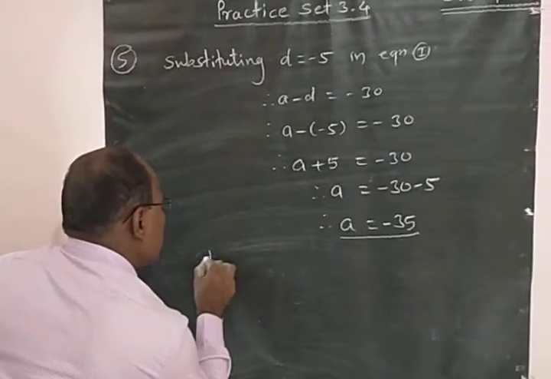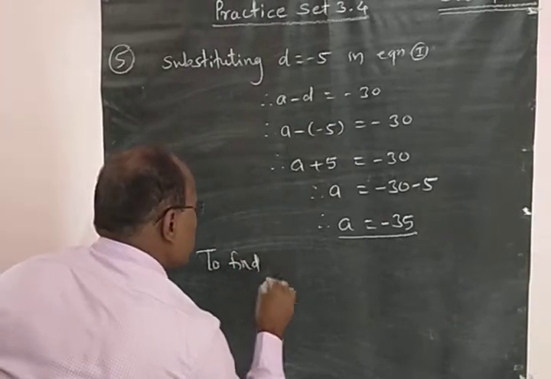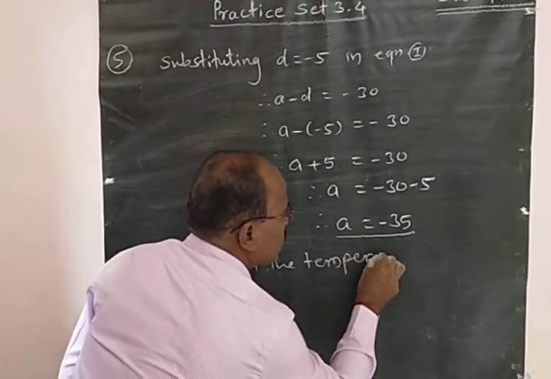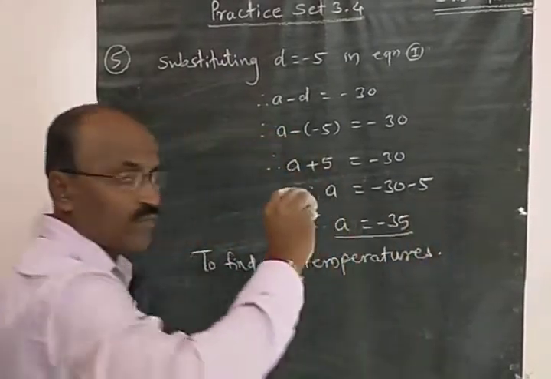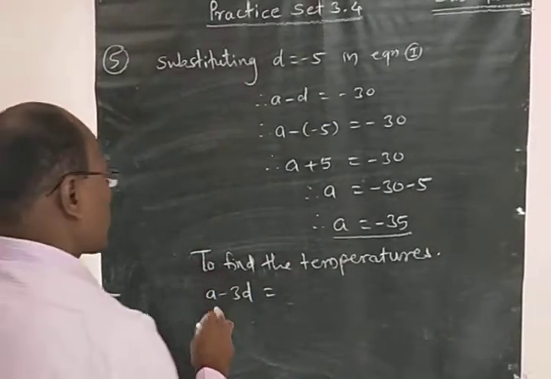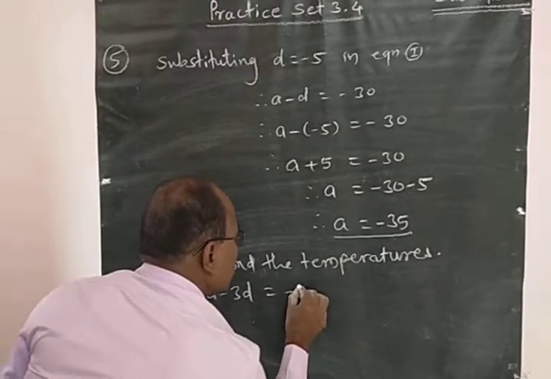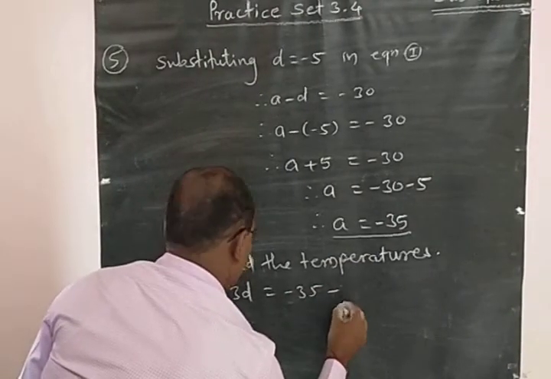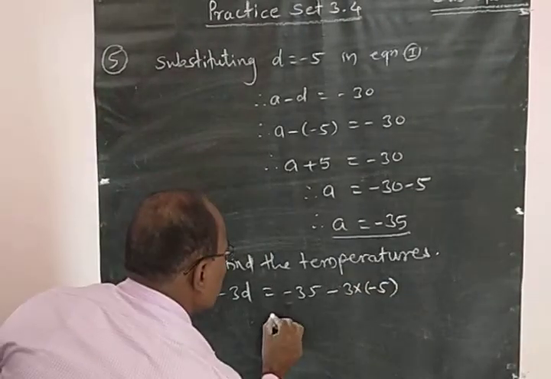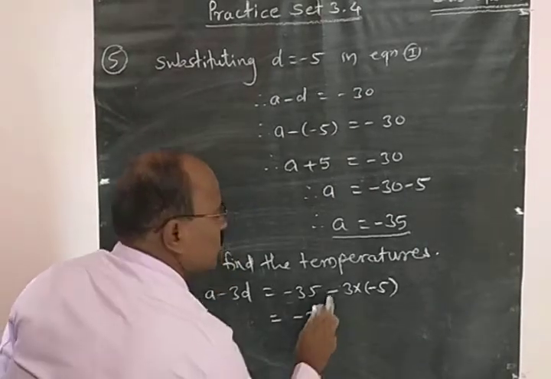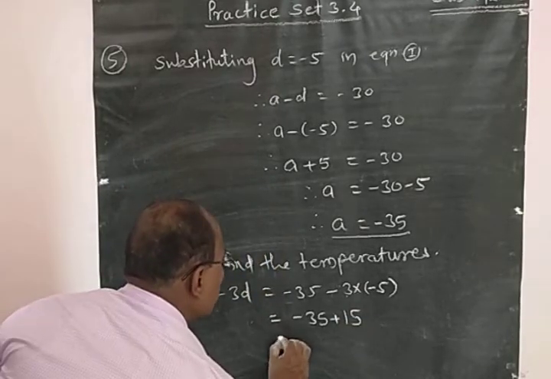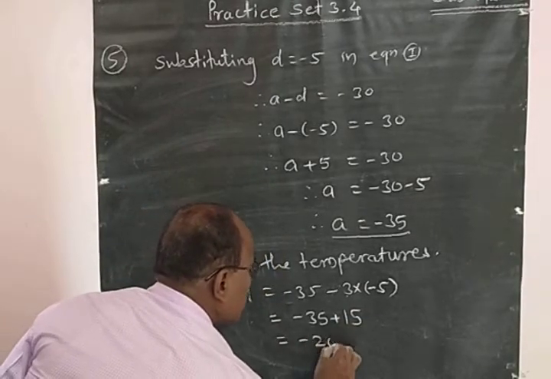So to find the temperatures. Okay, so here A minus 3D is equal to A minus 3D. A is minus 35 minus 3 into bracket minus 5, that is equal to minus 35 as it is, this minus into minus plus 3 into 5, 15, so that is equal to minus 20.